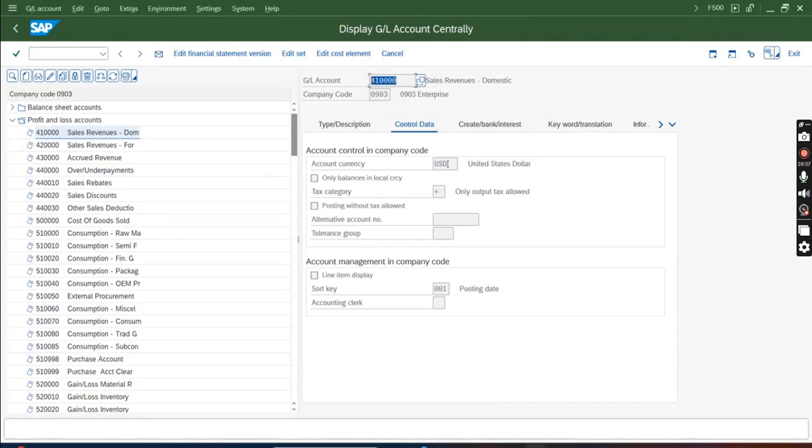Okay, so in your case, most of the GL accounts will have CAD, but anywhere you will see CHN, that is Chinese renminbi. That means that GL account will be used to post only Chinese renminbi. So if it is not equal to local currency, then whatever currency is mentioned, that GL account can be used to post only that currency amount.